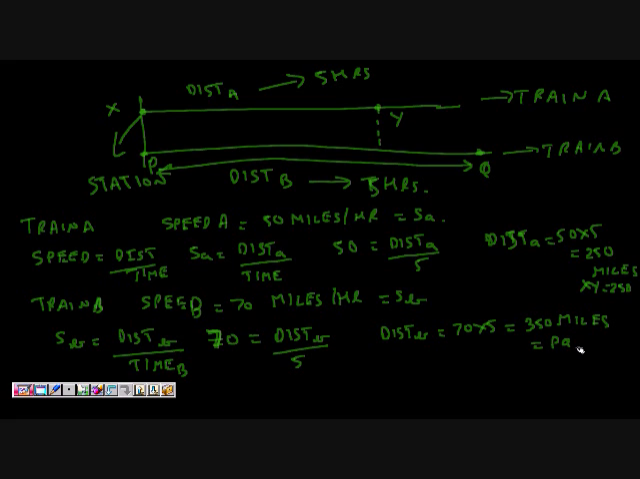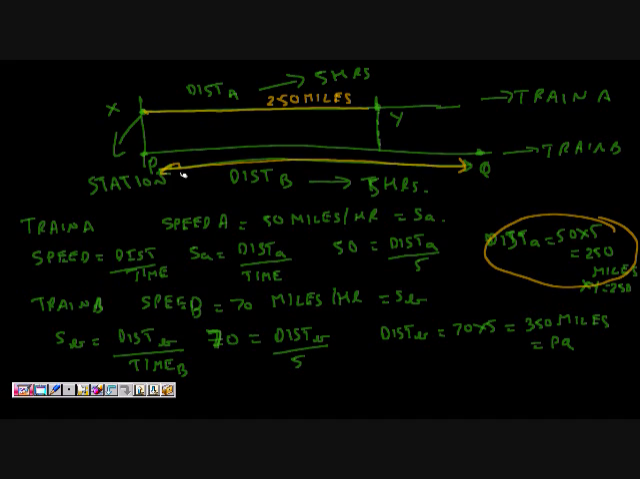Now, as we can see, train B has traveled 350 miles and train A has traveled 250 miles. So distance of B is more than distance of A. So in order to find out the difference between distance of A and B, we just subtract those two distances. So this is distance of A here, and we know that's 250 miles. We just calculated that here. And similarly, we know the distance of B here is 350 miles. And we calculated that here.